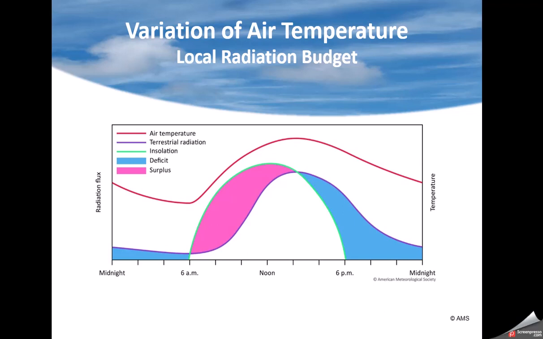So that air is still warming. At one point, late afternoon, they reach the same. There's the same amount of infrared radiation going out as the ultraviolet radiation coming from the sun in. That's your max temperature for the day. Late afternoon, normally.